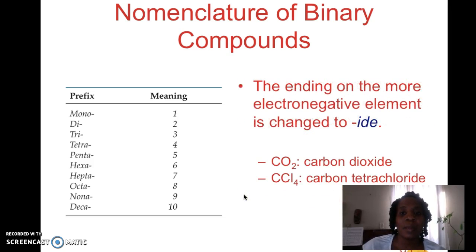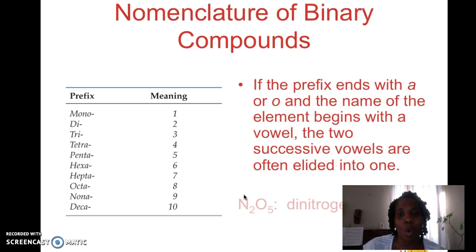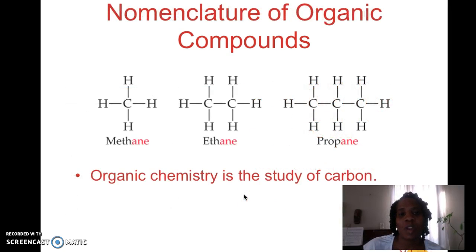The second element is going to end in "ide," right? So as we said, carbon dioxide, or CCl4 would be carbon tetrachloride, tetra meaning 4. Generally, they don't use two vowels like A or O together, so dinitrogen pentoxide, not dinitrogen pentaoxide. So just be aware of that in terms of spelling.